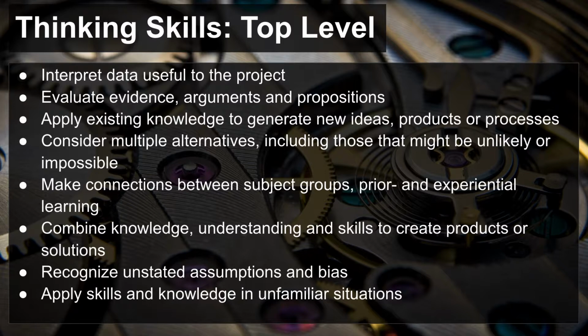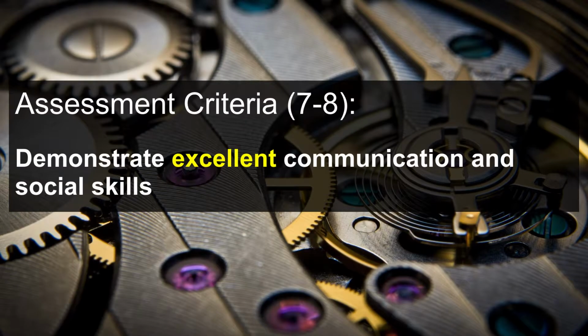Strand 3 of Criterion C is quite similar in terms of your demonstration of an ATL skill, but this ATL skill is communication and social skills. So similarly to C2, C3 asks you to demonstrate excellent communication and social skills. This one's a bit more complex, but we'll go through it in a very similar way. Let's look at what the IB asks for first.